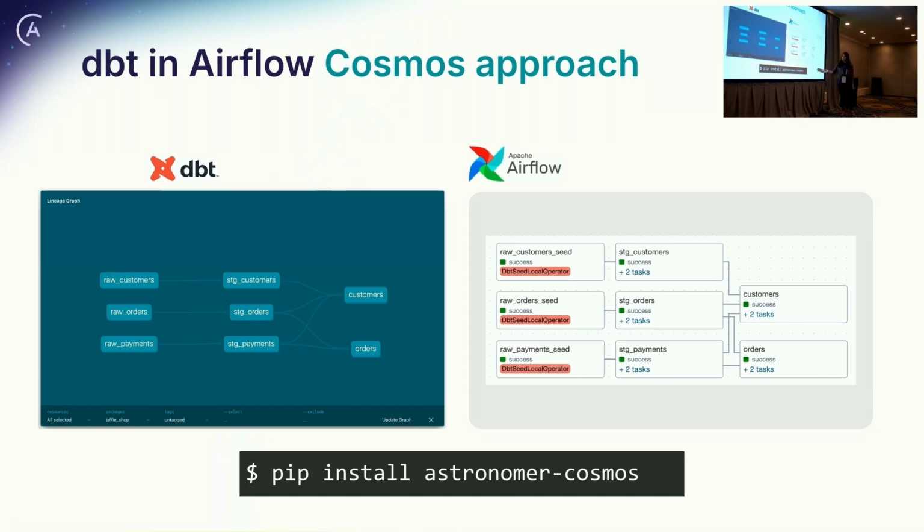And basically what we do is we try to map the topology of the dbt project into an Airflow DAG, doing the mapping more or less one by one.